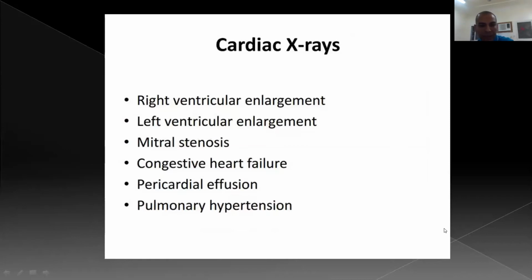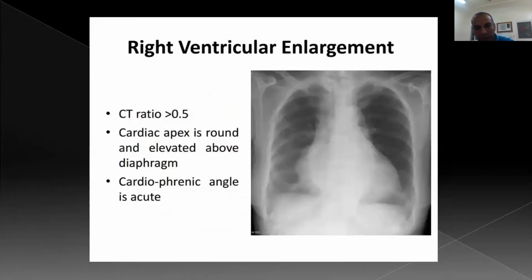We will discuss in brief right ventricular enlargement, left ventricular enlargement, mitral stenosis, congestive heart failure, pericardial effusion, and pulmonary hypertension. Look at this classic form of right ventricular enlargement. How can we identify it? We clearly have an increased cardiothoracic ratio, and the cardiac apex is uplifted and elevated above the diaphragm, forming an acute cardiophrenic angle. Look at this. This is what we call the cardiophrenic angle. This one is an acute form.